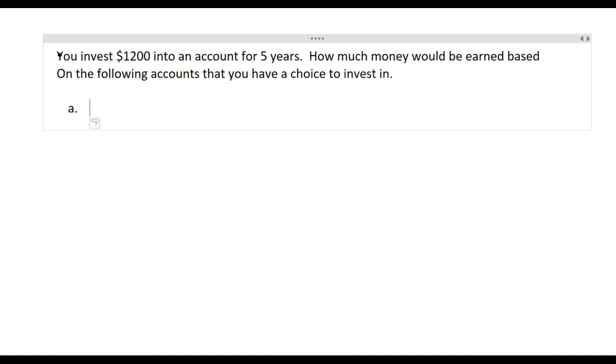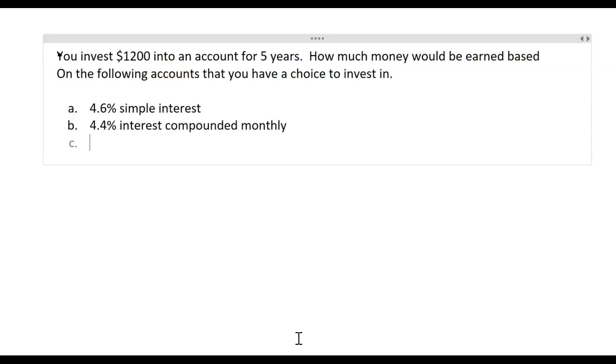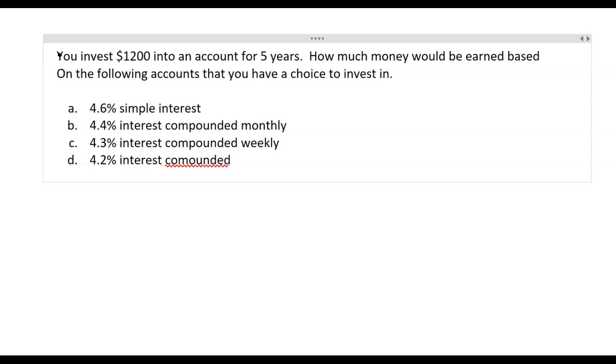So maybe the bank or whoever you're investing with gives you choices, and they're like, okay, I'm going to let you earn 4.6% interest, and maybe they say 4.6% simple interest. Maybe the second option is like 4.4% interest, compounded maybe monthly. And then maybe they say like 4.3% interest, compounded weekly. And then maybe they say like 4.2% interest, compounded continuously.